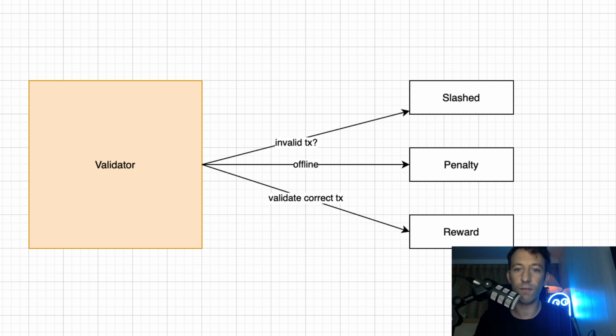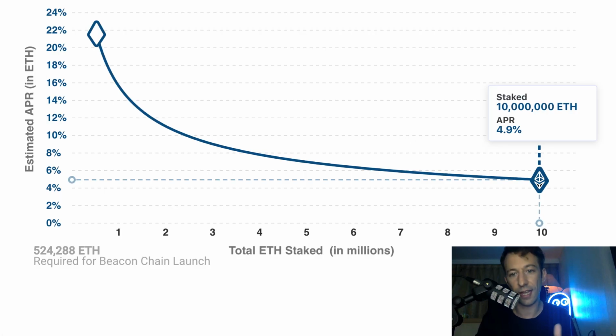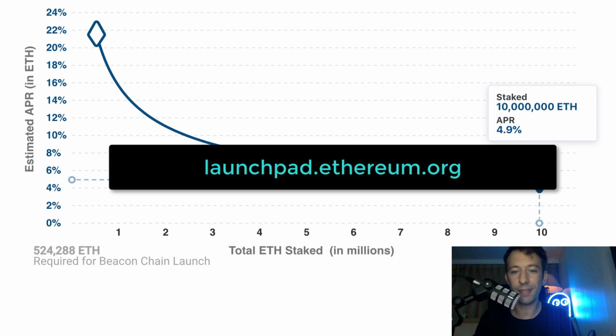If a validator validates a correct transaction, on the contrary, it earns some Ether. This reward Ether is created by the network, so it does create some inflation, but it's moderate. The more Ether is staked, the less the reward per validator, and conversely. There are some websites that help you to calculate your staking reward.